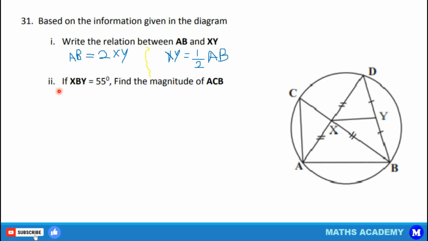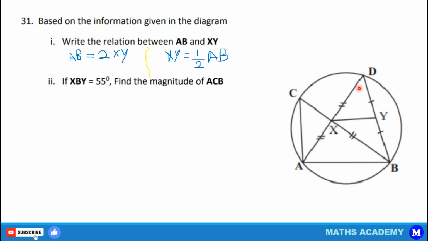And the next question, if XBY equals 55 degrees, that is this angle XBY, this angle equals 55 degrees, find the magnitude of ACB, this angle. Since this angle and this angle are congruent, this angle XBY and XDY are congruent to each other. Therefore, XBY will be equal to XDY, that is 55 degrees.